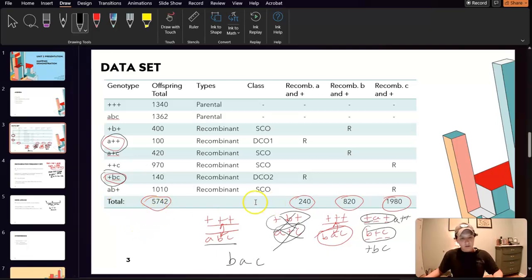And here's our totals listed. This is the total of all offspring, and then totals of recombination events based on which genes are recombining. So these numbers will be useful when we get into recombination frequency, which will also serve as our mapping units for distance, and when we get into interference.